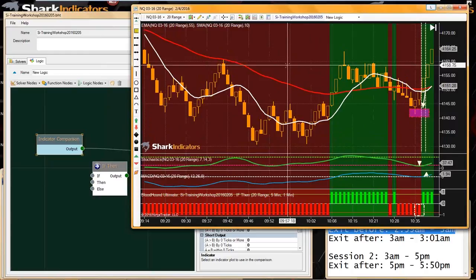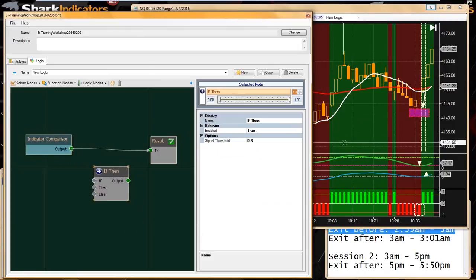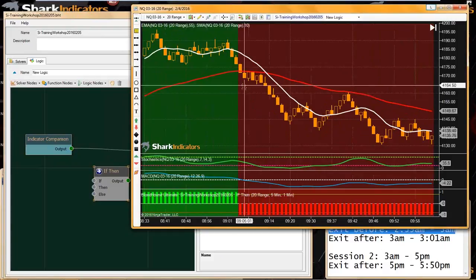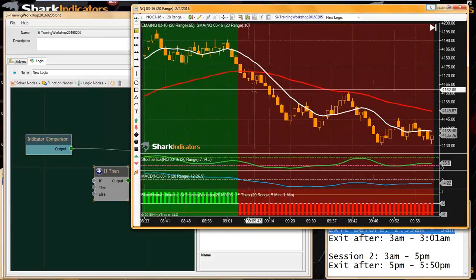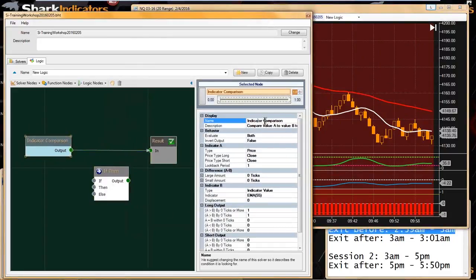Okay, so here's the most common practical use of the way people are using the if-then node. Someone will say, okay, I've got a set of logic that tells me if I'm in an uptrend or a downtrend. So I'm just going to use this very simple comparison here. So let me name this solver here first.